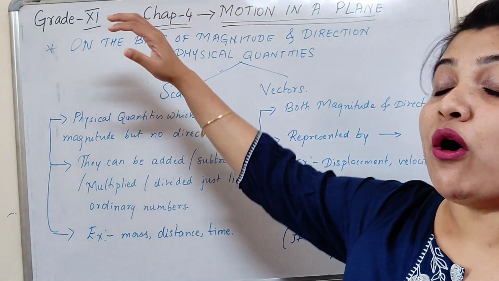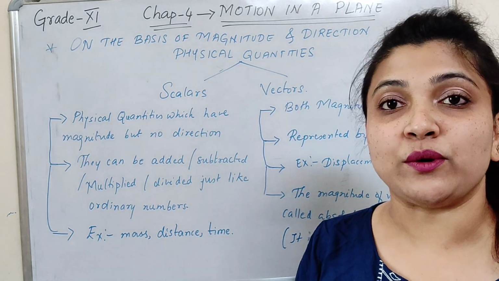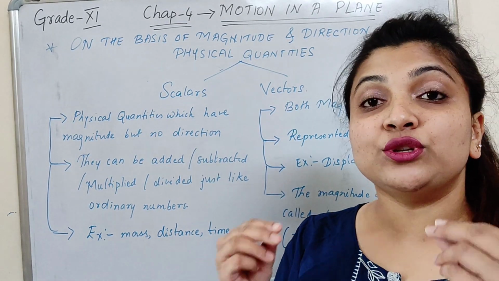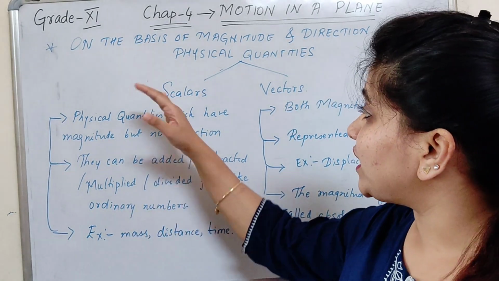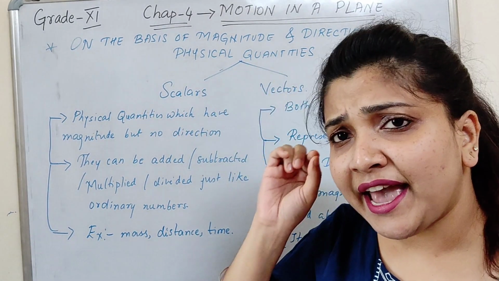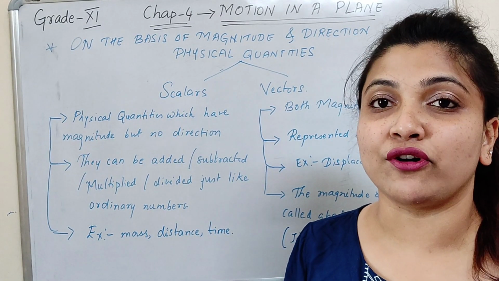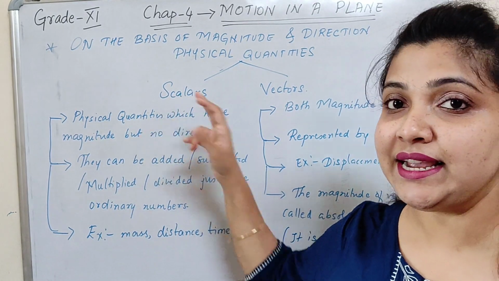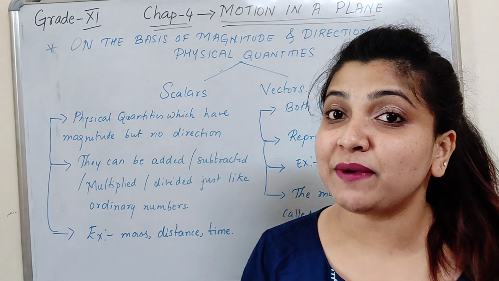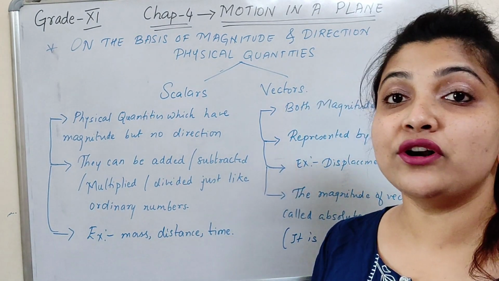The first thing is, on the basis of magnitude and direction, every physical quantity is classified. What is a physical quantity? Any quantity that can be measured is called a physical quantity. This physical quantity is divided into scalar quantities and vector quantities. Any physical quantity which has magnitude but no direction is called a scalar quantity, like time, mass, distance. All of them have magnitude. What is magnitude? A numerical measurement, basically, a numerical value.